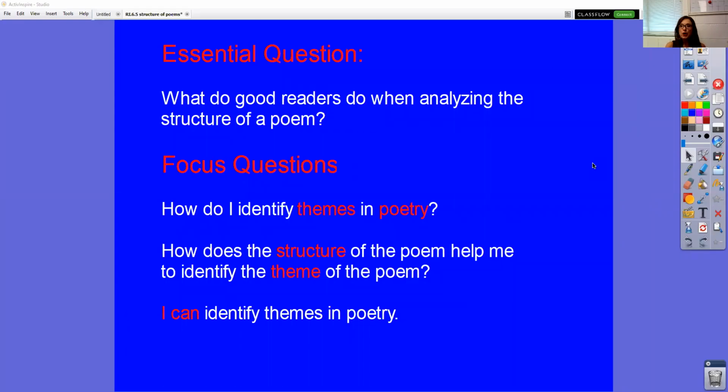Hello, today we will be working on themes in poetry, one of my very favorite topics in ELA. Our essential question: what do good readers do? What do good readers do when analyzing the structure of a poem? Just like a text has structure, so does a poem. Poems are structured in a certain way, and we need to be able to use these structures to identify the theme of the poem. The theme, of course, is the life lesson, the lesson that you can learn.